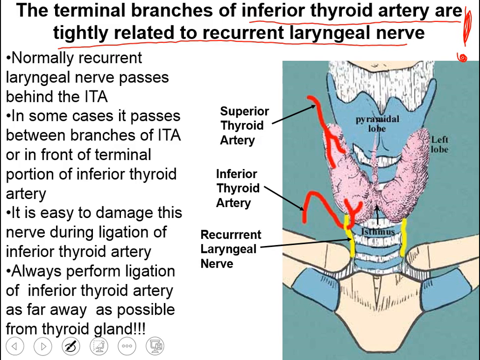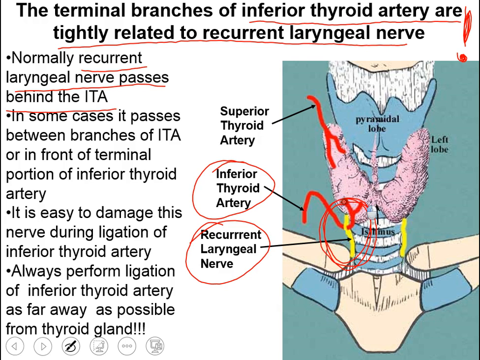Most commonly, the recurrent laryngeal nerve passes behind the inferior thyroid artery, but sometimes it passes between branches of the inferior thyroid artery or even in front of the terminal portion of the inferior thyroid artery, exactly as shown in this picture. Therefore, it is important to keep in mind that when performing ligation of the inferior thyroid artery, it is possible to injure the nerve.